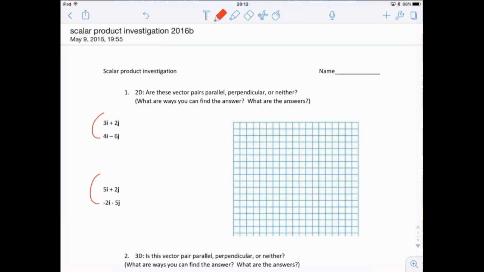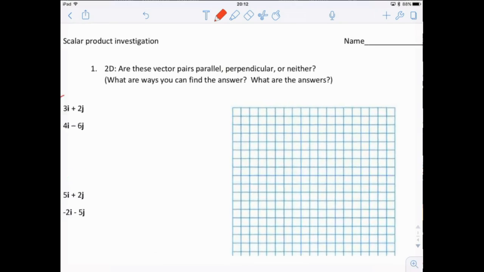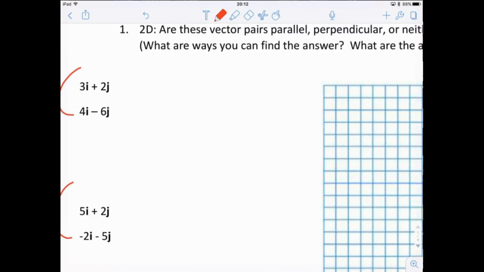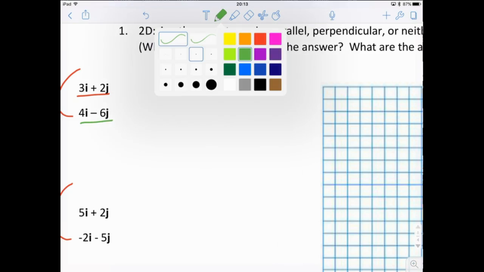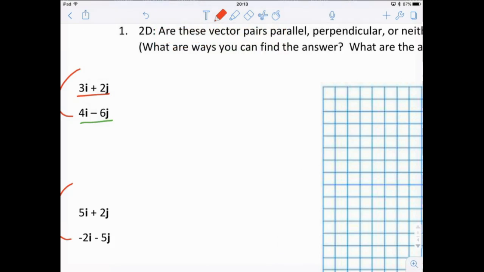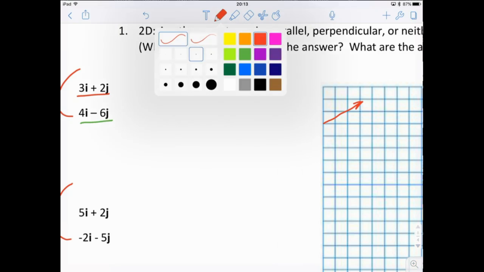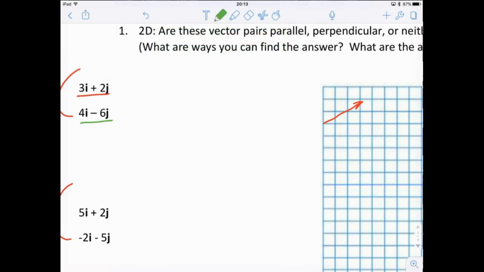Since these are two-dimensional vectors and we have a grid here, we could graph them, right? So I'm going to graph 3i plus 2j, and I'm going to graph 4i minus 6j, and we're going to compare them and see if they might be parallel or perpendicular. So 3i plus 2j would be 3 in this direction and 2 in this direction, so that would be this vector here. And then the 4i minus 6j vector is going to be 4 in this direction and minus 6 down.